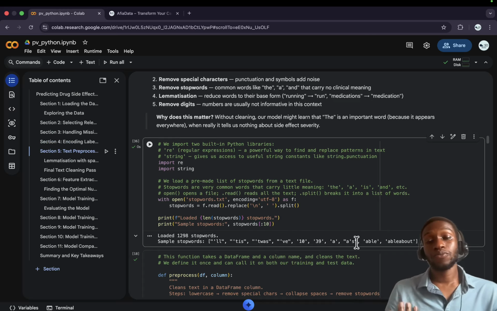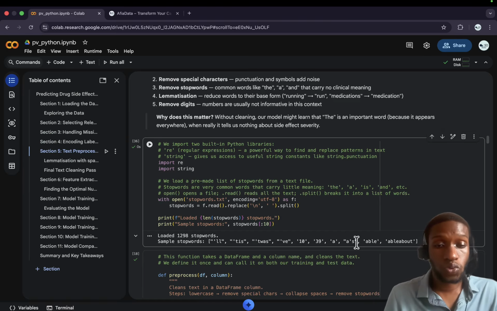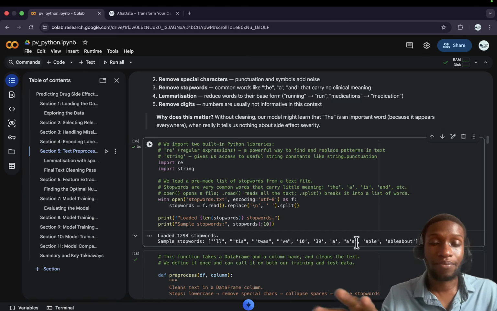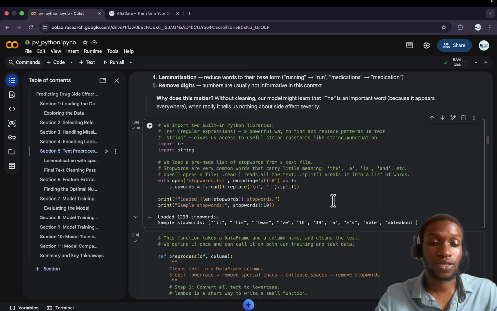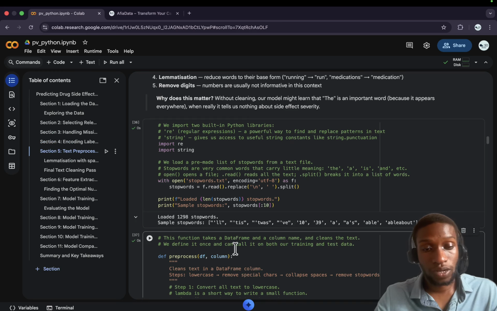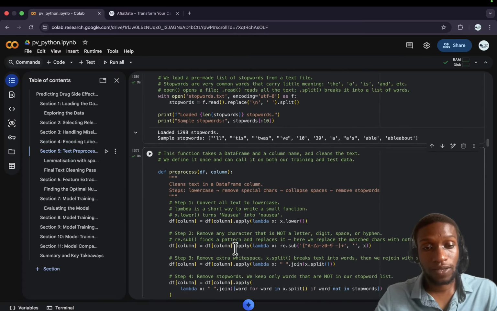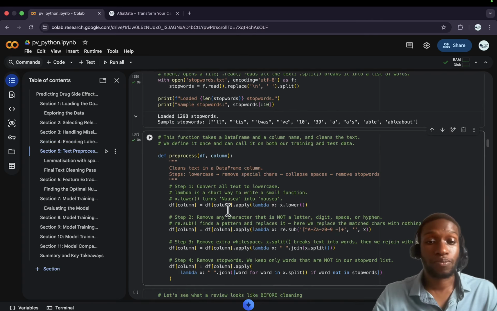So this is an example of what we used to do in most cases, where we had a library, or a list of stop words that we know are common. We use that to clean our text of interest, in this case, side effects. After we've done that, we can run the next cell where the pre-processing happens.